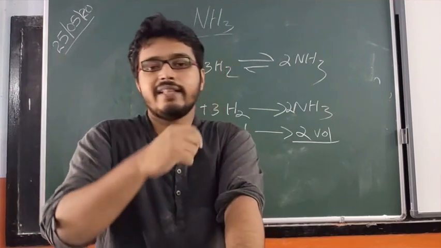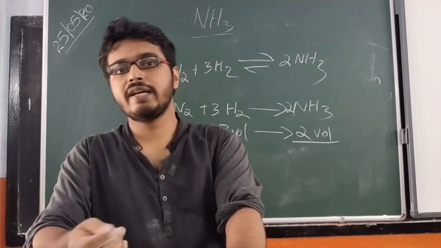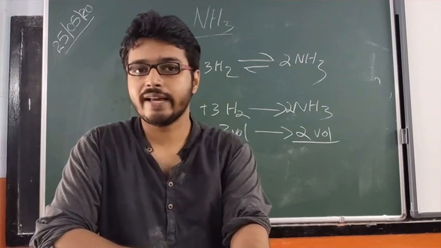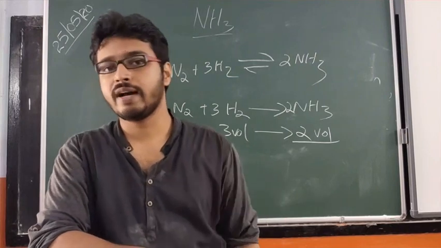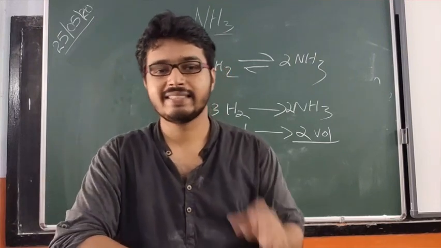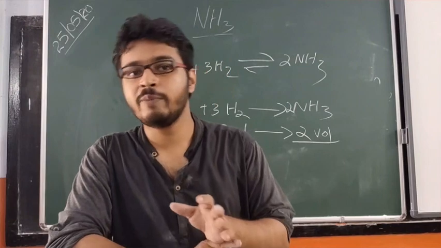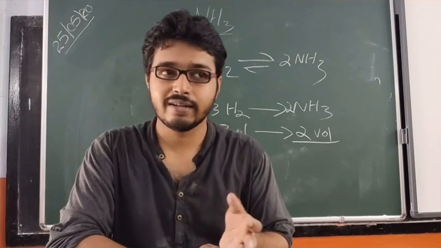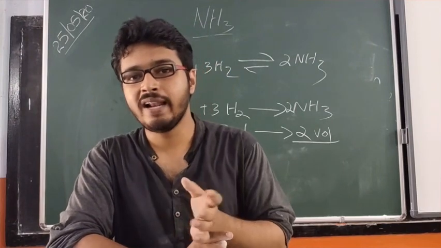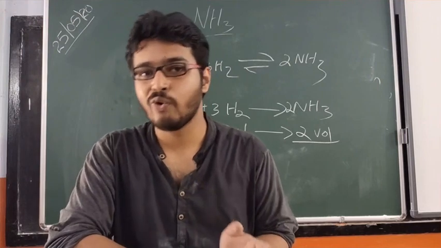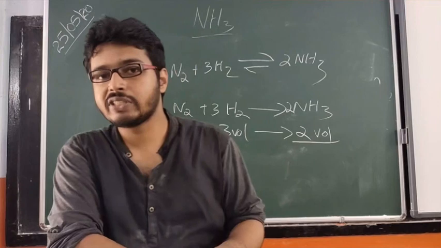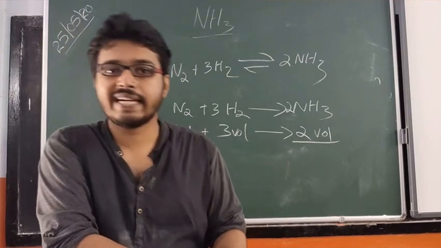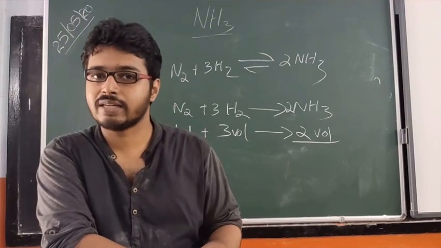So there will be a question: why are we keeping it at 200 to 900 atm? Why can't we increase it further, so we get more ammonia? The problem is that it is the maximum pressure that a normal catalytic chamber can hold under normal conditions. Above that pressure, it is not safe for the industry to perform this reaction.